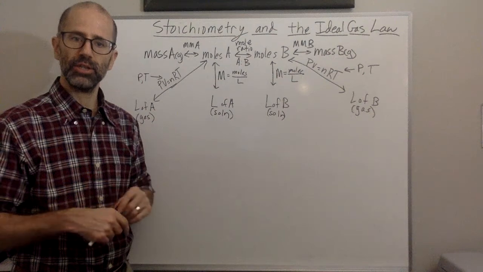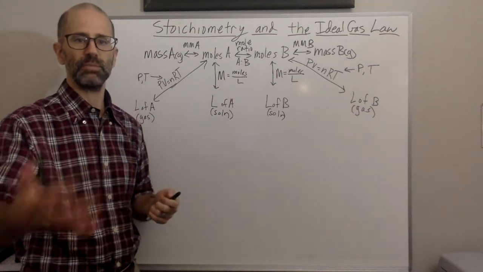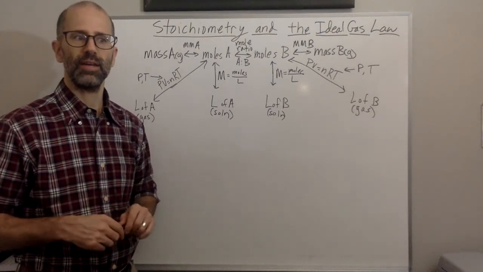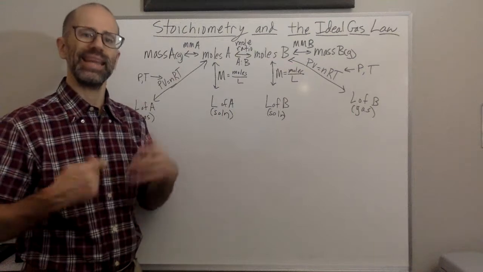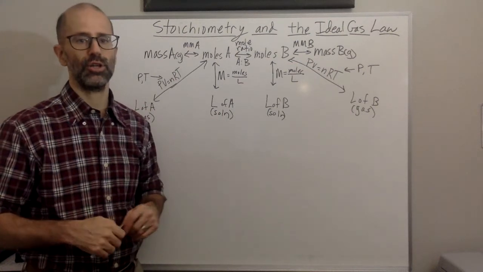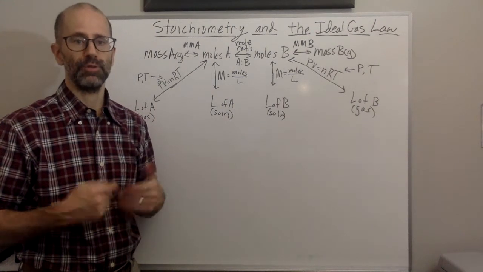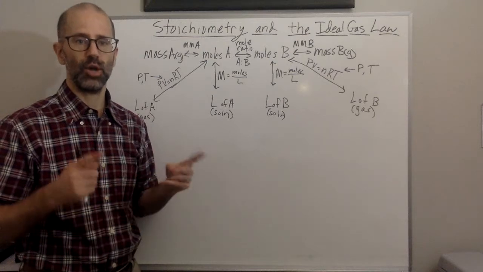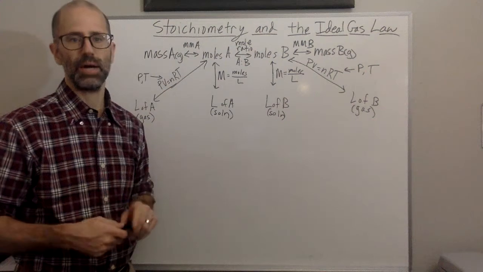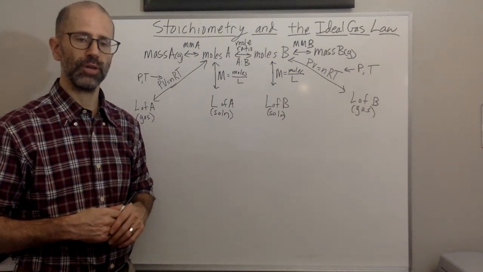But if they just throw information at you, if they just say, okay, we have this much of substance A and we have this much of substance B, how much product is formed, then if that's all they give you, you know it's going to be a limiting reagent problem, or at least you should check to make sure it's not, and then you follow that. If it is a limiting reagent problem, then you go with whatever reactant gives you the least amount of product, and then go from there. So always be on the lookout for limiting reagent problems.